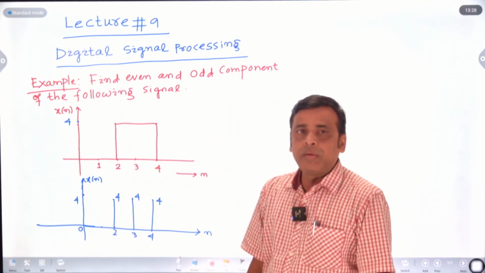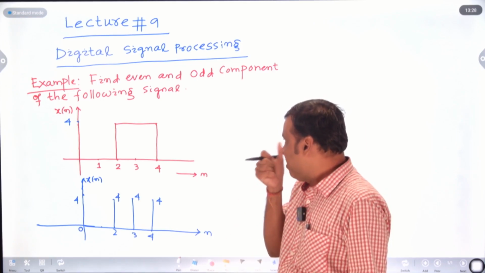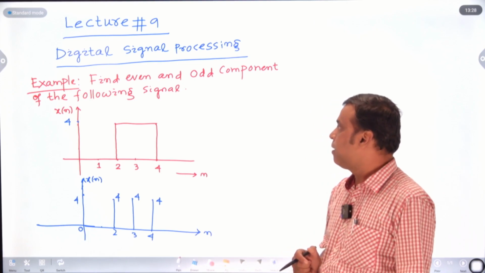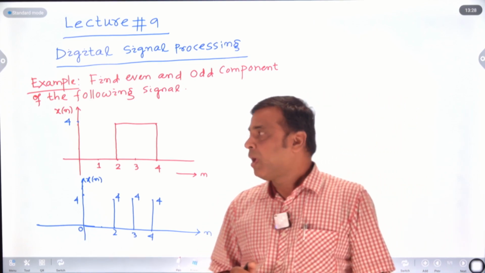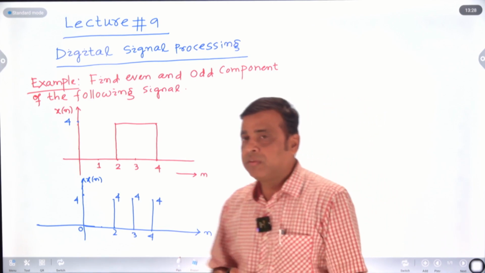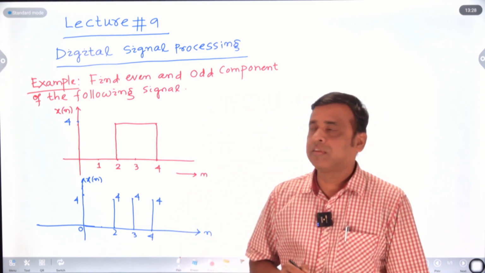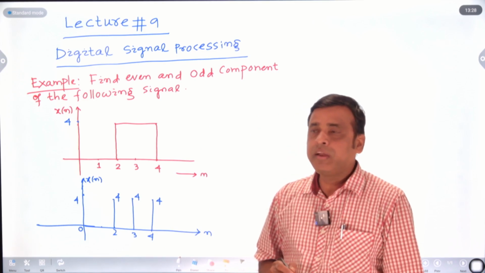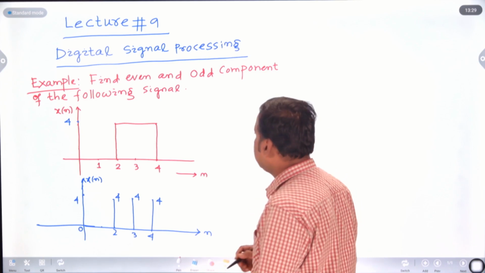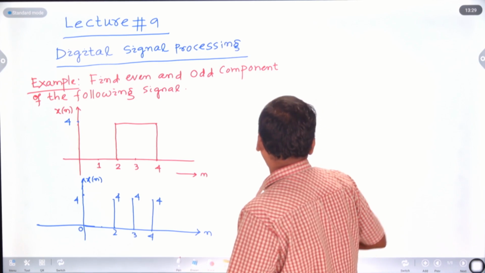How to calculate the even and odd component of the signals? Already I told you, the even component of the signal is x e of n equal to x of n plus x of minus n, divided by 2, and the odd component of the signal is x o of n equal to x of n minus x of minus n, divided by 2. So I will make a table so that it will be easy for you to find out the even and odd component of the signals.